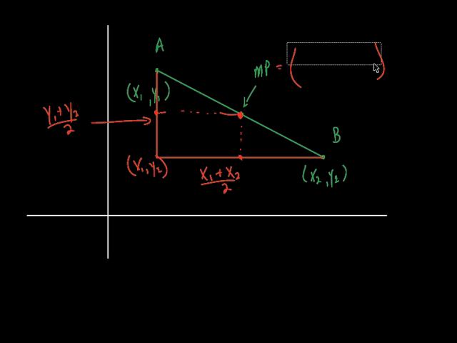Let's do this in green instead. We'll stay with our little color scheme here. So here is our midpoint. How do we find the midpoint of AB? Well, we go halfway along the x and halfway along the y. And what would that give us? It would give us (x1 plus x2) over 2. And then the second part of our ordered pair would be (y1 plus y2) over 2.